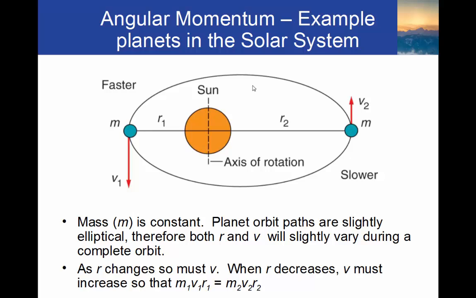So in this picture, the planet's going counterclockwise. It turns out that your thumb would be sticking up out of the page. If the planet were to go clockwise, then your thumb would be pointing into the page. And that gives you the direction of the angular momentum. So the angular momentum is pointing out of the page here. If the planet were to move clockwise, it would be pointing into the page.